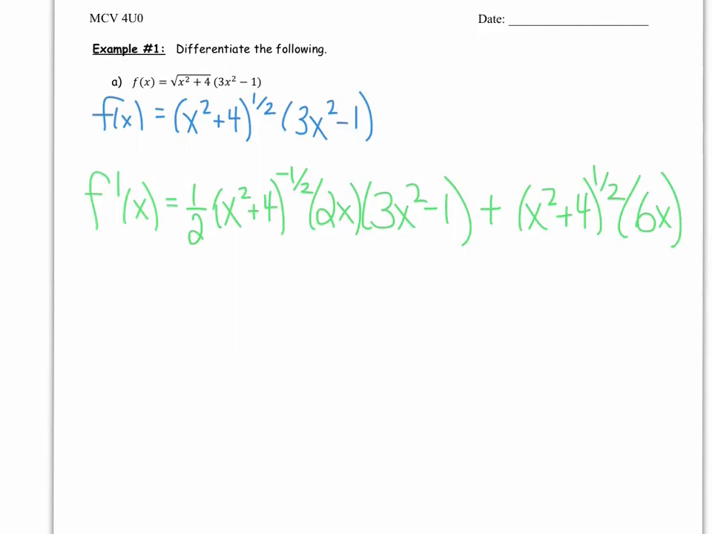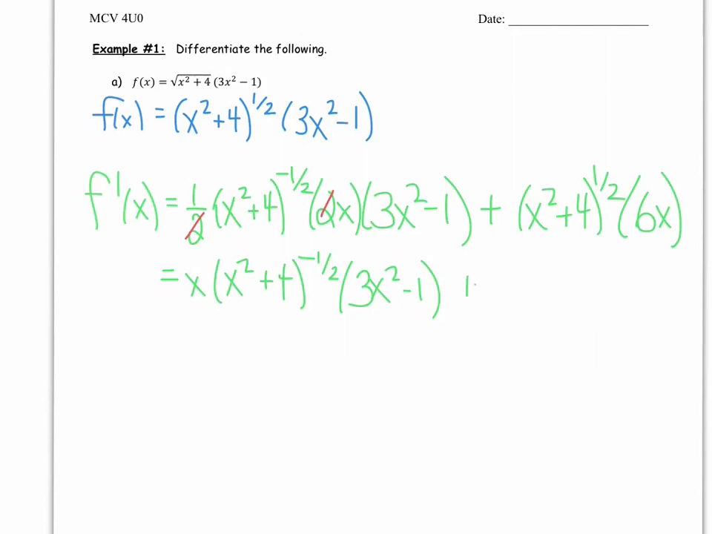But just before we do that, I encourage you to clean up any pieces. Like you can see here that you have a 2 divided by 2, and I would even recommend moving the monomials to the front, just to help see exactly what we have. So our first term, we have x times x squared plus 4 to the negative a half, and then 3x squared minus 1.